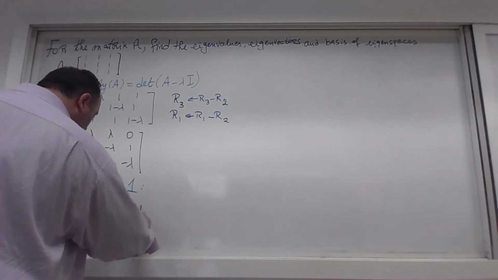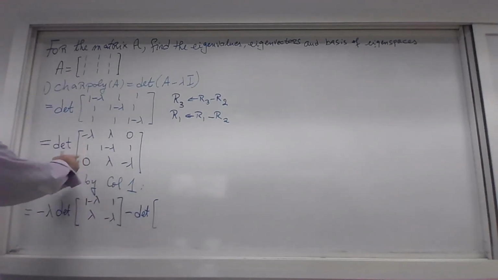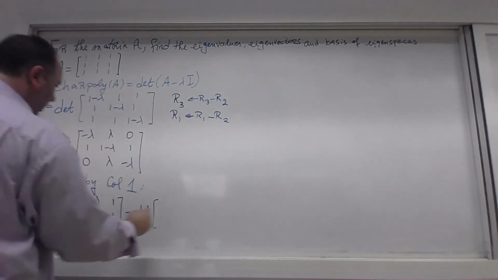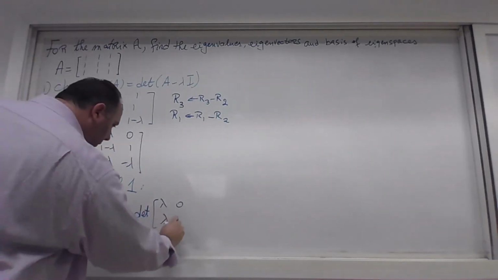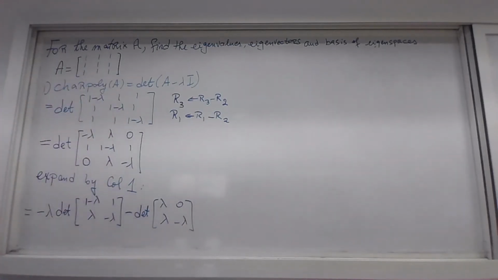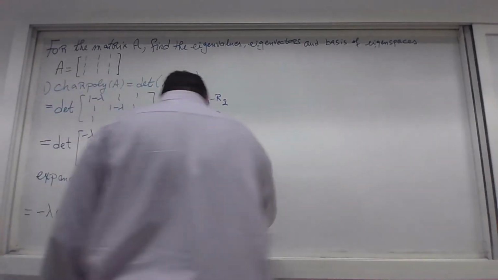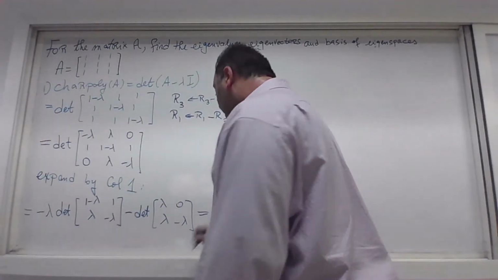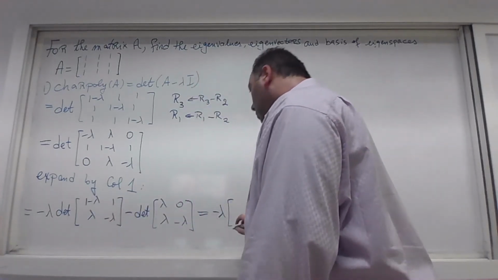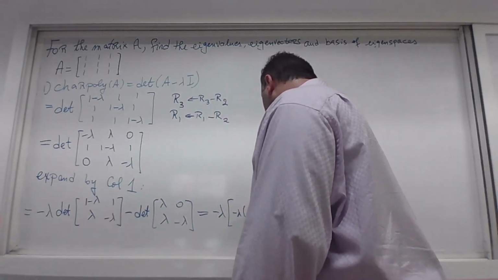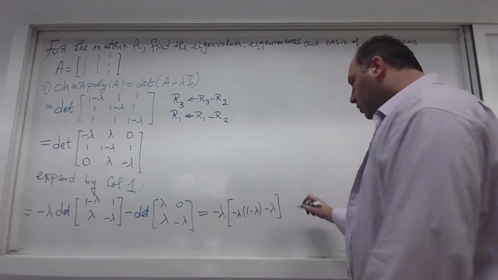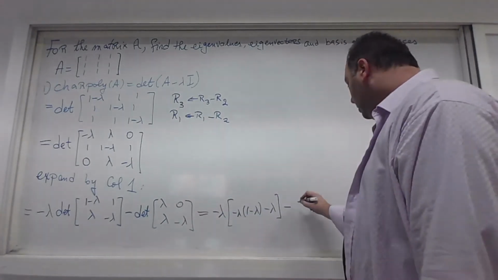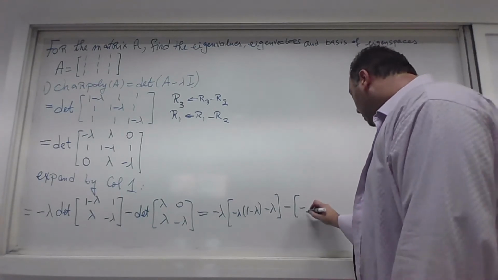Minus 1 times determinant, so it's minus 1 times the determinant that I get when I kill this and this, so it's lambda, 0, okay. And lambda minus lambda. Obviously, if you make a mistake, things go bad. So I have minus lambda. Determinant here is negative lambda times minus lambda. Minus lambda, beautiful. Minus, determinant here is negative lambda squared.